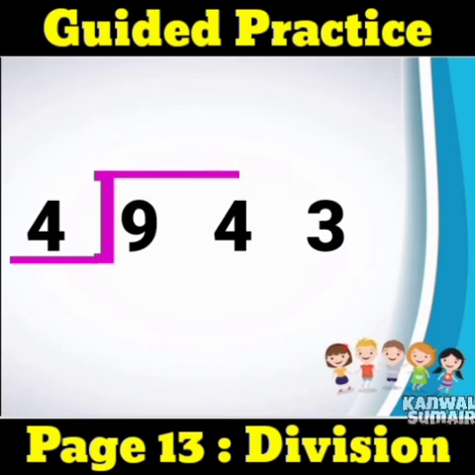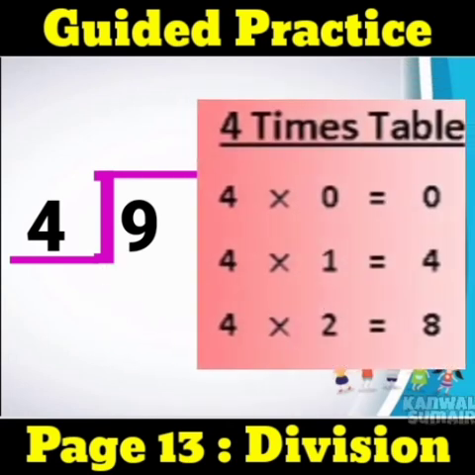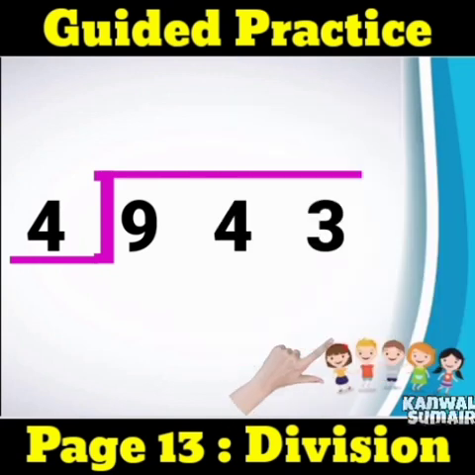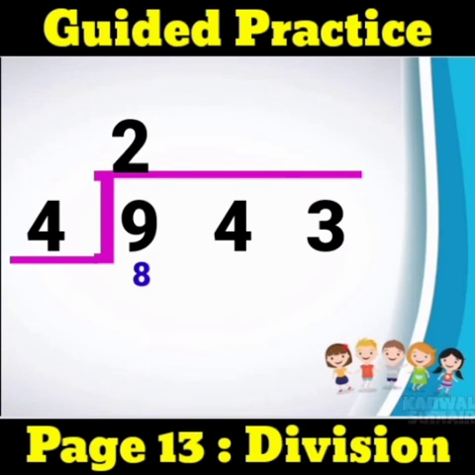Let's find out if 943 will have any remainder or not. 9 doesn't come in the 4 times table. The smaller number which comes is 8. 4 times what is 8? 4 times 2 is 8. Write 8 down, 2 up. Now let's do subtraction. 9 minus 8 is equal to 1.